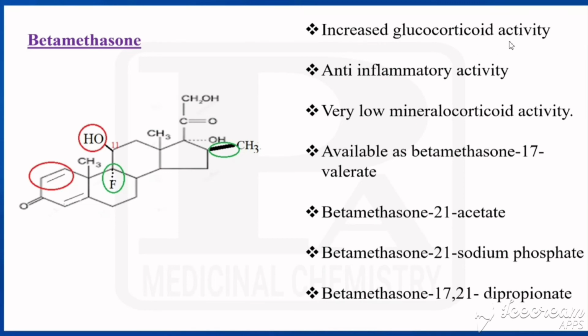It has increased glucocorticoid activity. It has anti-inflammatory activity with very low mineralocorticoid activity. It is available as betamethasone 17 valerate, betamethasone 21 acetate, betamethasone 21 sodium phosphate, and betamethasone 17,21 dipropionate. So what is the difference between prednisolone and betamethasone? Same as that of prednisolone, betamethasone is having beta methyl in 16th position, and 9th position it is having alpha fluoro group. So it is a fluoro derivative.